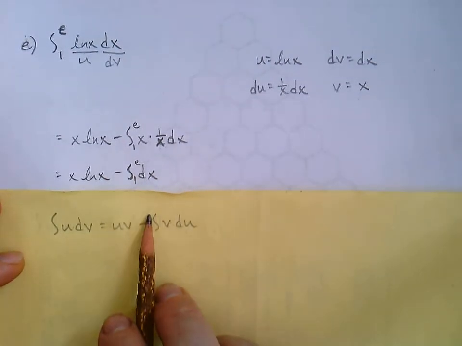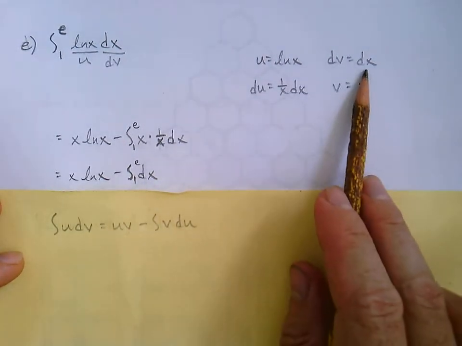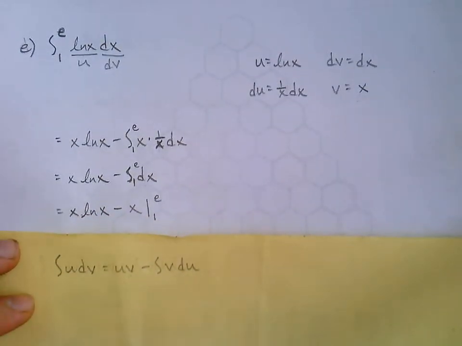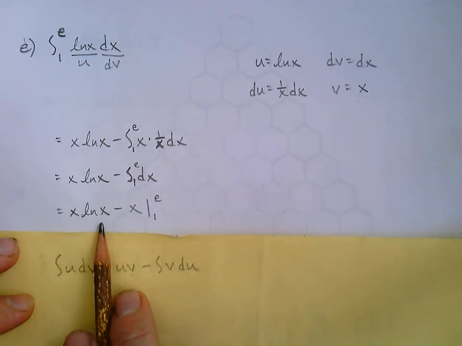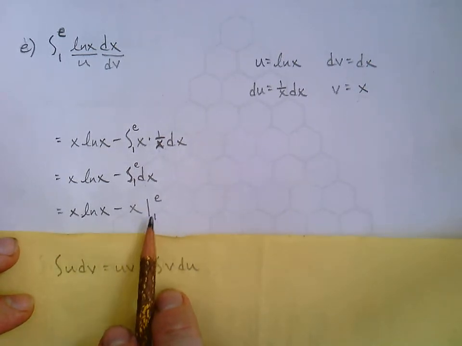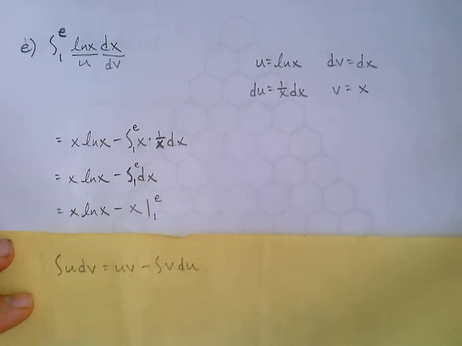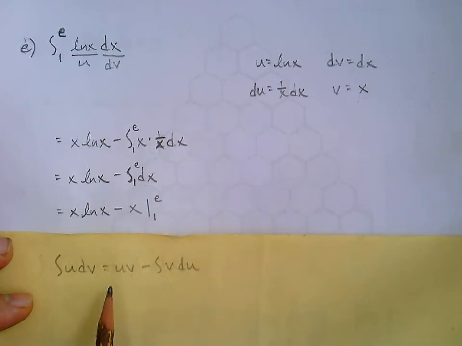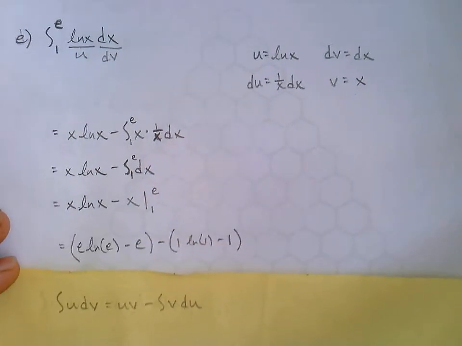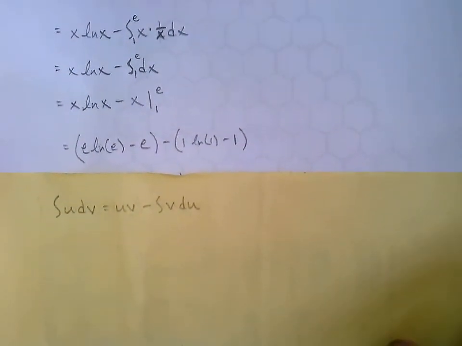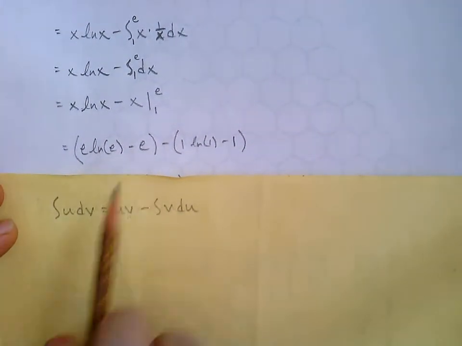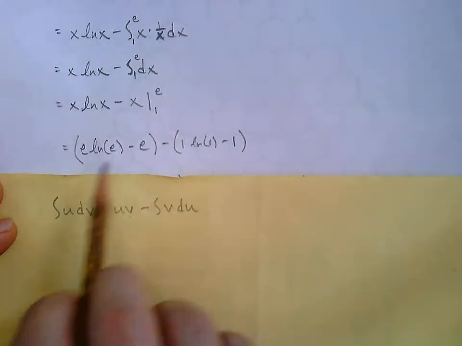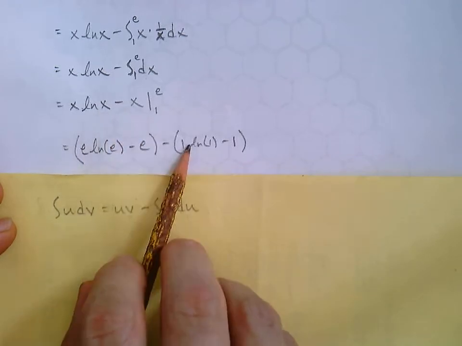Well, what's the antiderivative of dx? Well, we saw that back here. It's simply x. And so we come to x natural log x minus x from 1 to e. And now we can plug in. Remember, plug in the e, then subtract and plug in the 1. So plugging the e in, e natural log of e minus 1 natural log 1 minus 1.